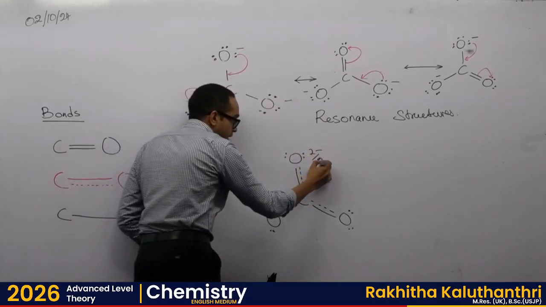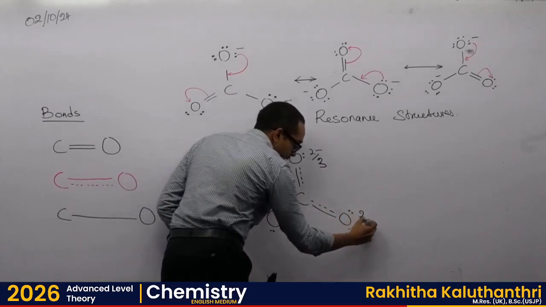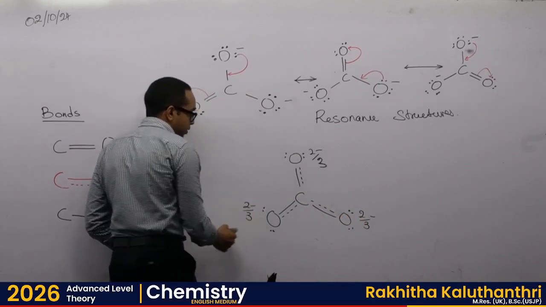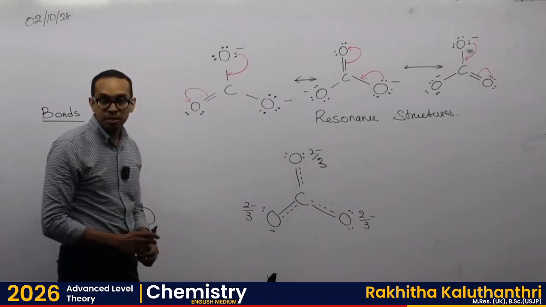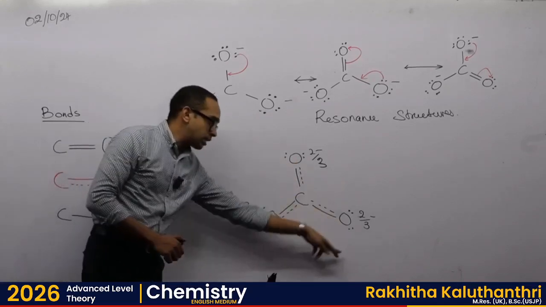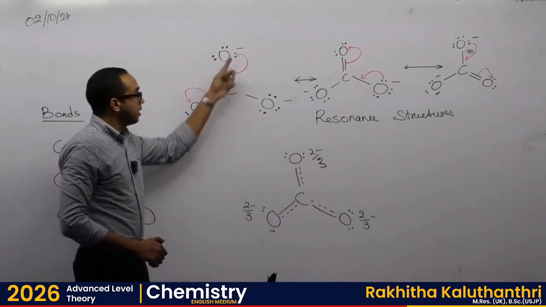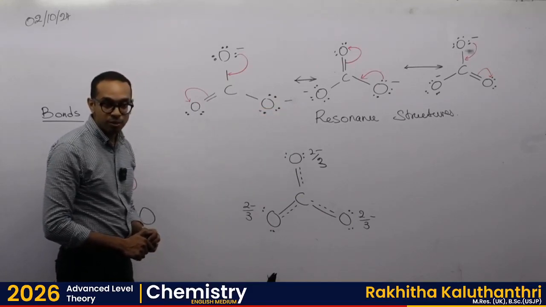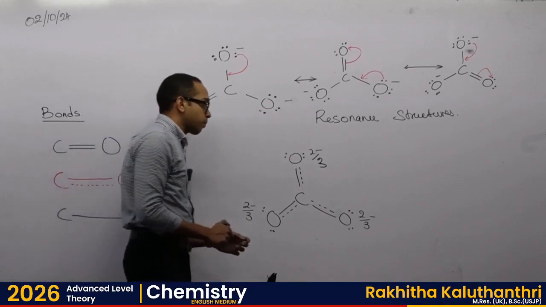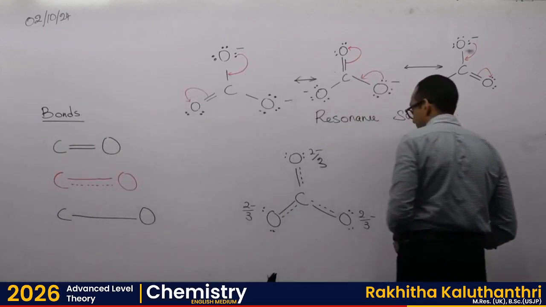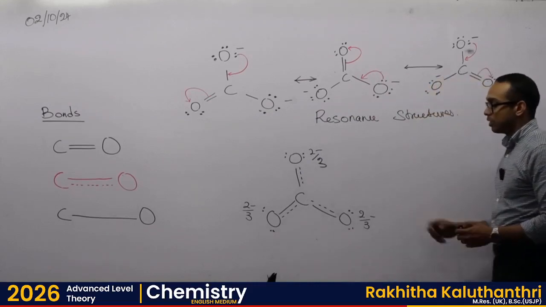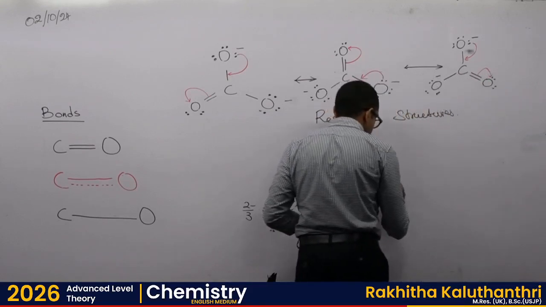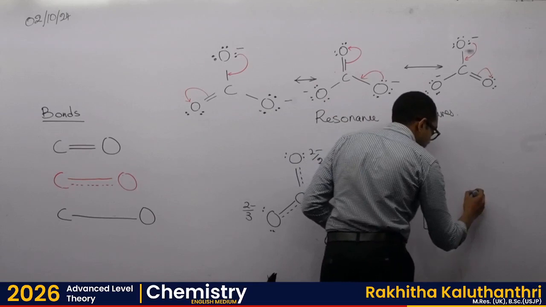So therefore we write negative charge 2 divided by 3, 2 minus divided by 3. Is that clear? If you add all of these negative charges together, the overall charge is going to be what? Minus 2. Is that clear? Is it understood? Right? So this is referred to as the resonance hybrid, often drawn like this as well.